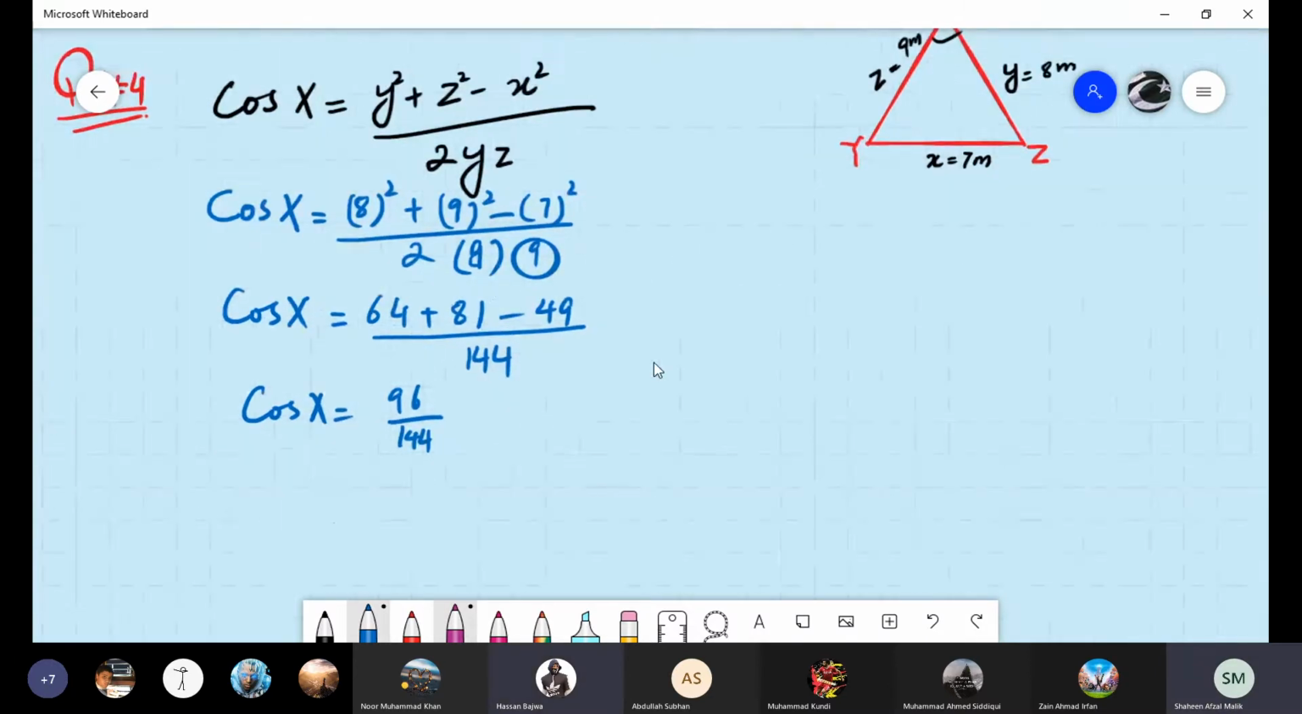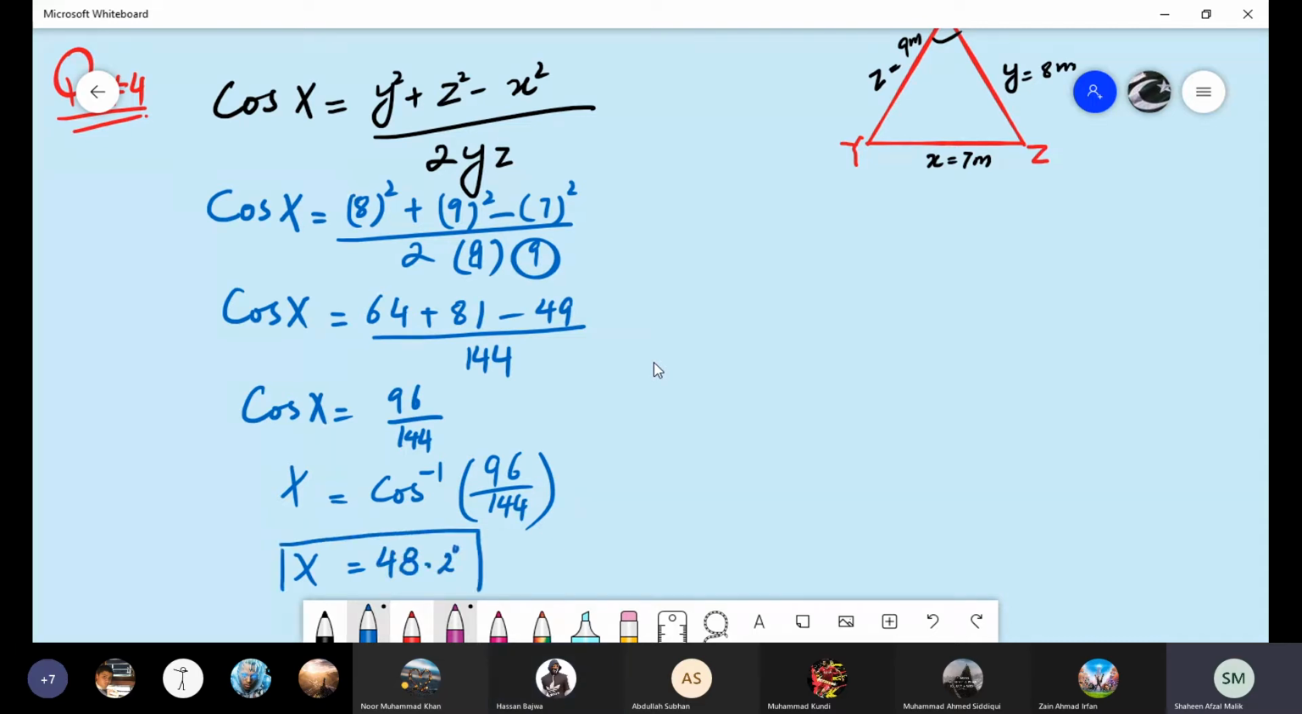How will you do that? We want to find out angle X. Cos inverse 96 over 144. What is the angle X? Ma'am, it's 48.19. Can we write it as 48.2 up to 3 significant figures? Yes, ma'am. Okay. So the answer is 48.2 degree for X. But we have to find out all the three angles.